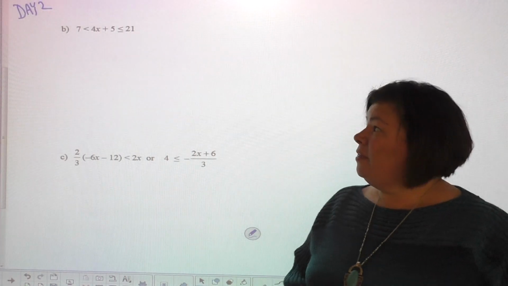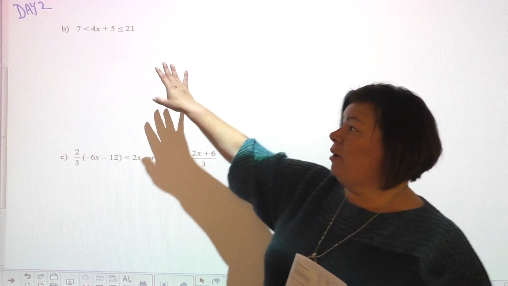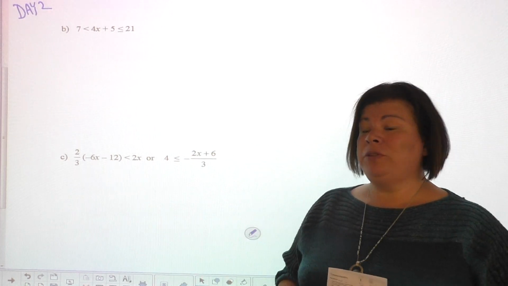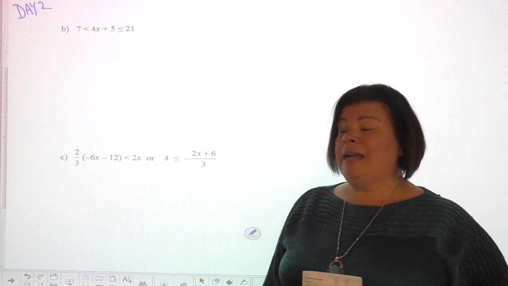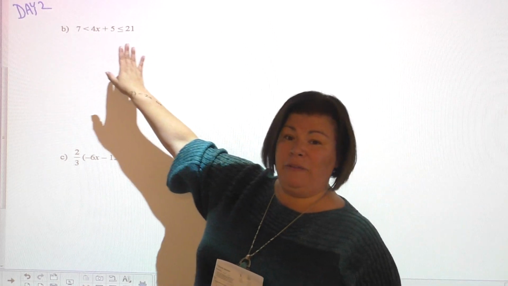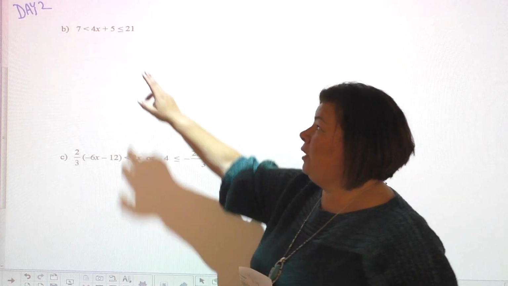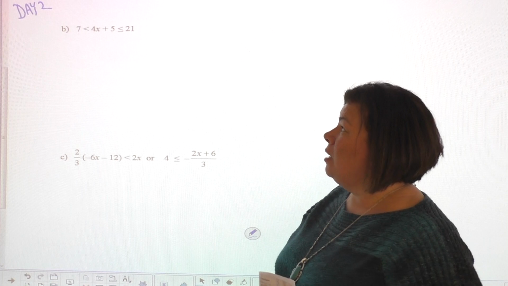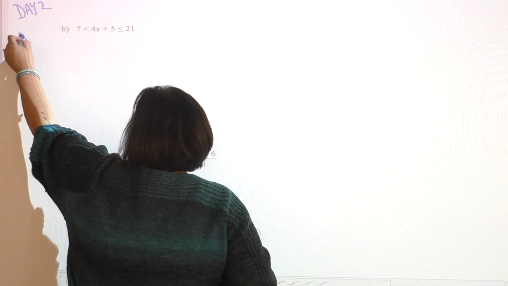Hi, Honors Algebra. This is 1.5, day 2, and we are on our second page of our 1.5 notes. And we're going to carry forward with our example B. And if you look here, we definitely have a compound inequality. We actually have a combination of two inequality signs in the same statement. That actually means that this is an and statement.